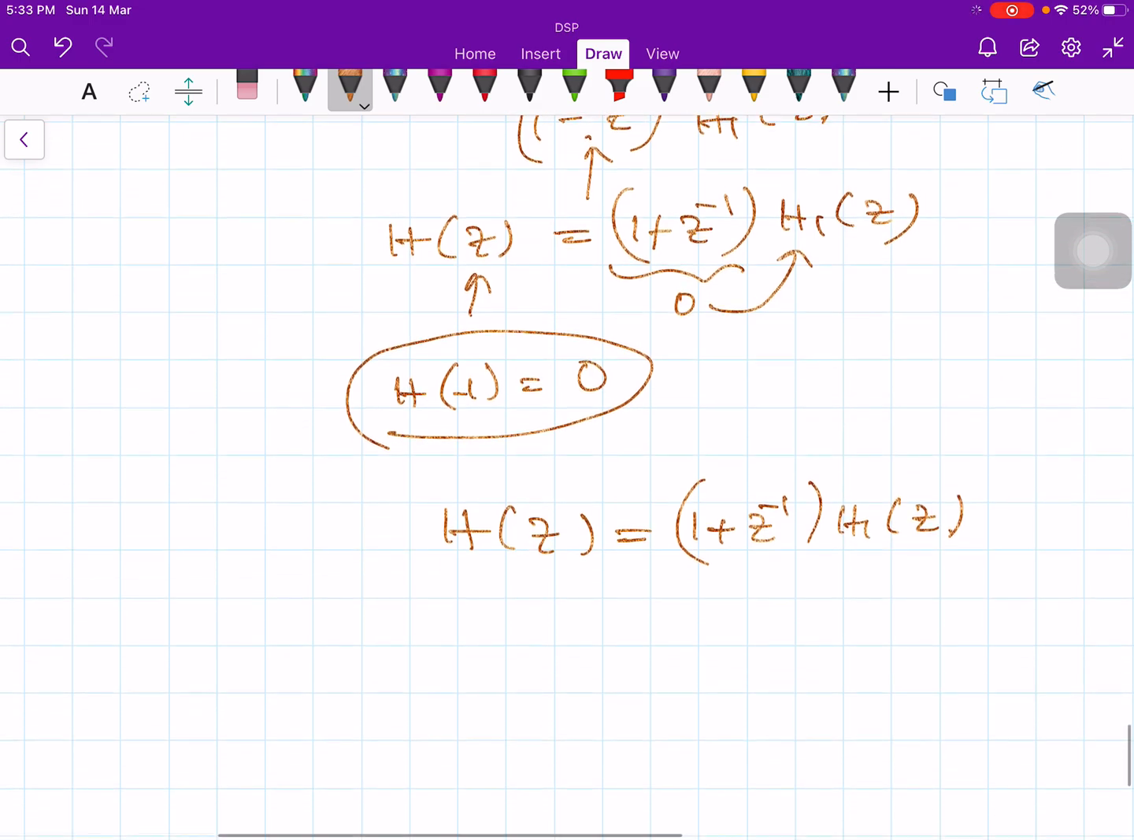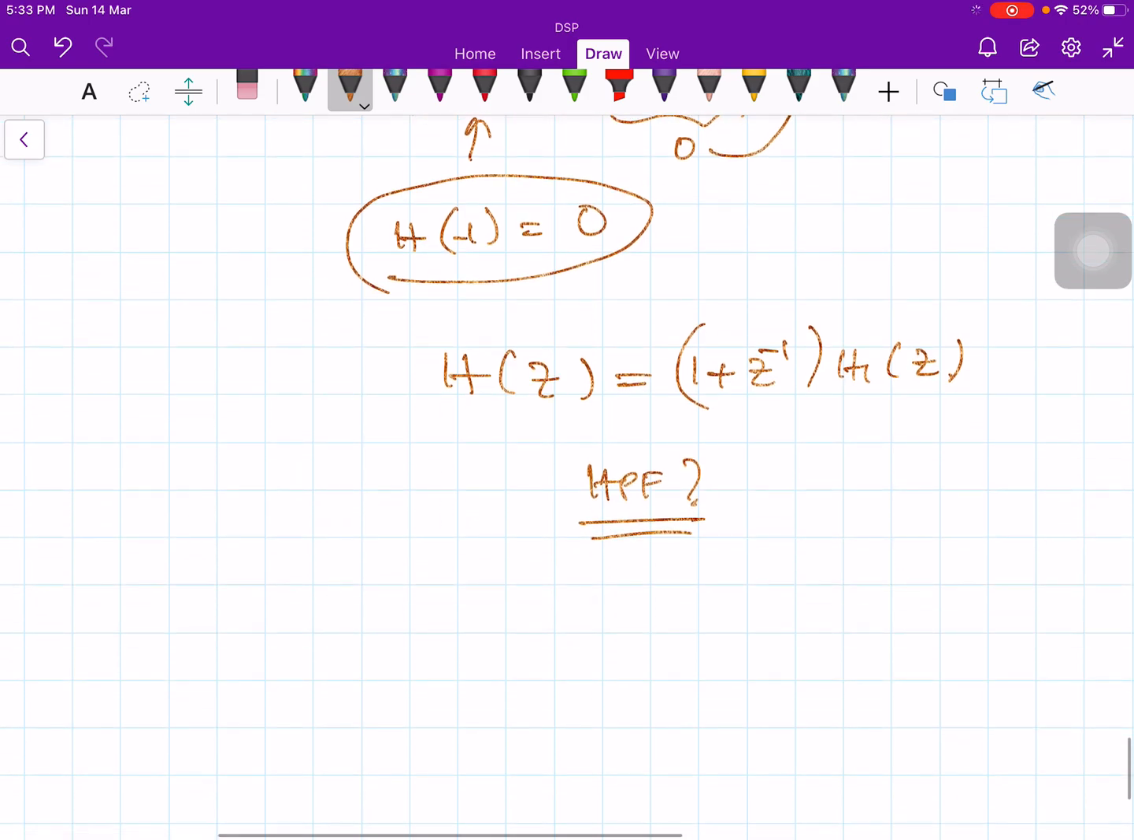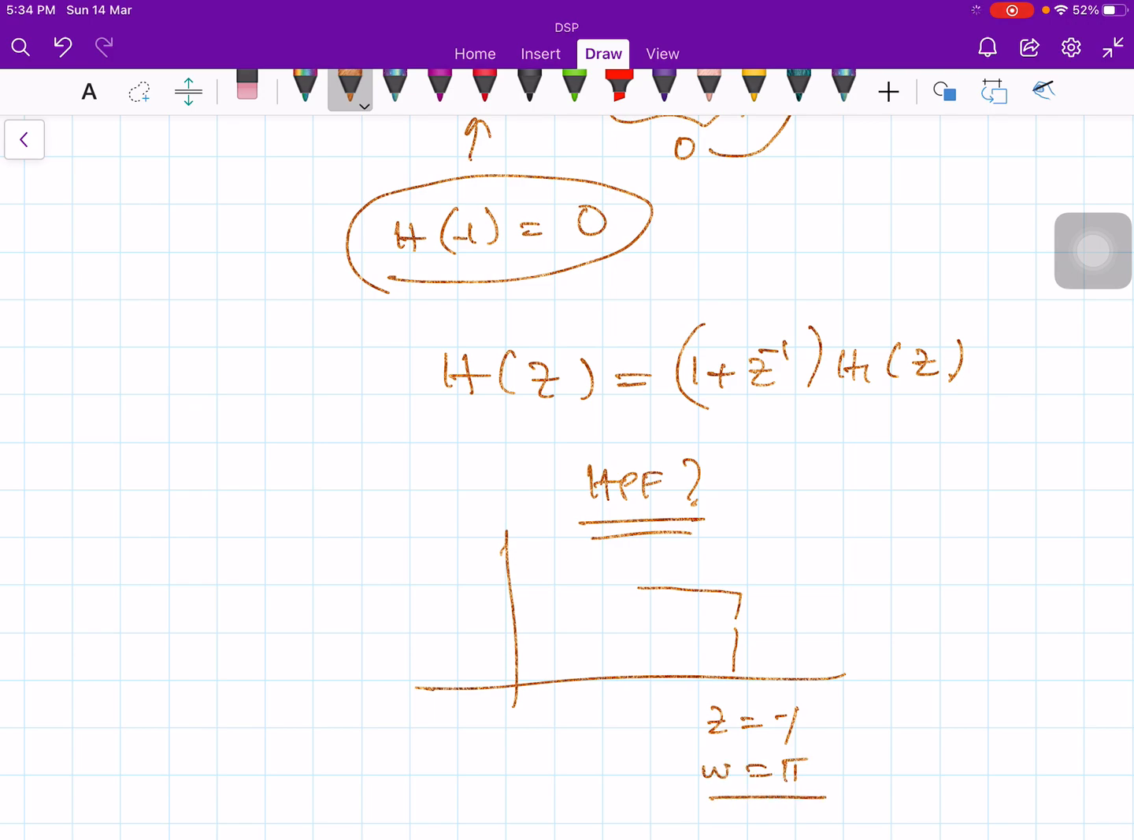In other words, with the type 2, is it possible to get a high pass filter? Can we get a high pass filter in type 2 filters? No. Why? Because in a high pass filter we need magnitude 1 at z is equal to minus 1. Z is equal to minus 1 means omega is equal to pi. But at omega equal to pi, your magnitude is 0.